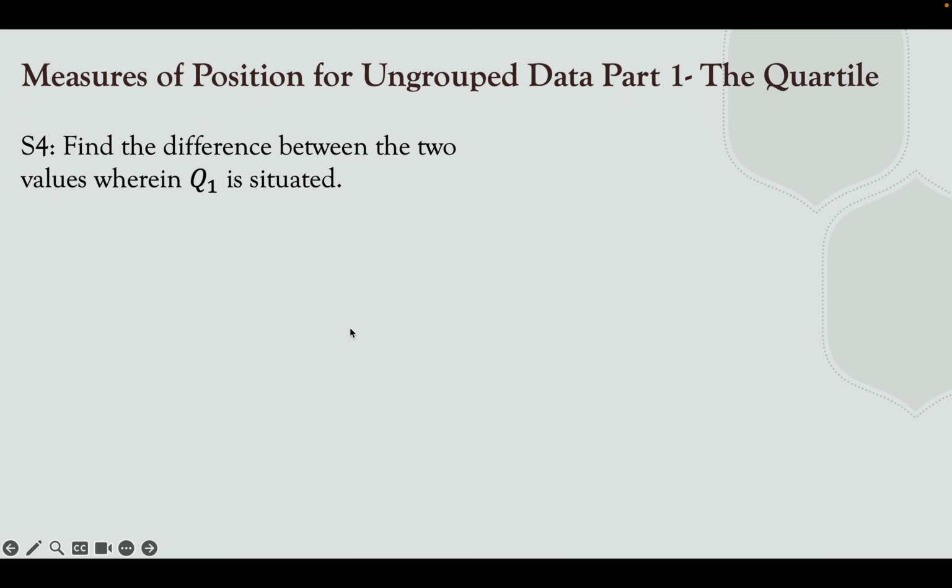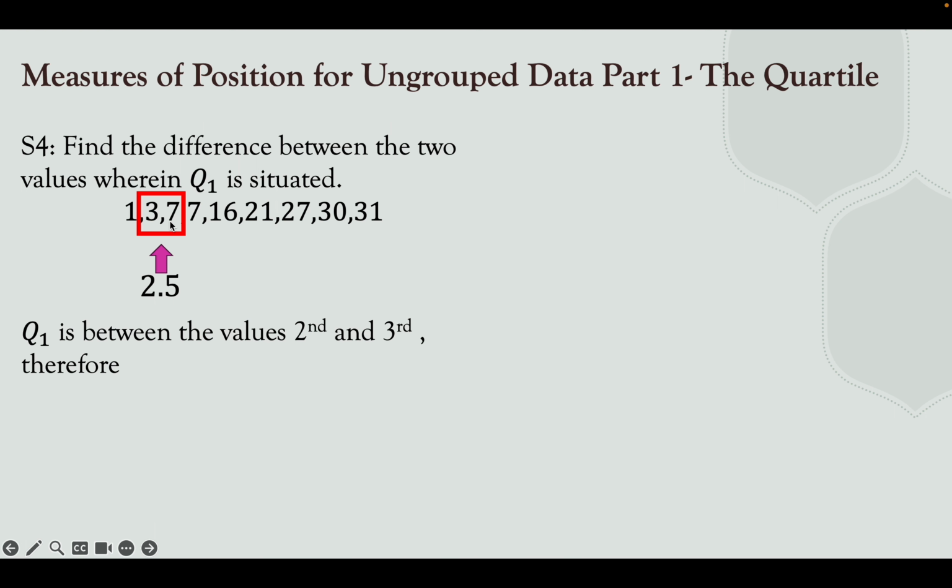So step number 4, find the difference between the two values where the lower quartile is situated. 2.5 is located in between 3 and 7 in the data. Then Q sub 1 is between the values of the second and third. Therefore, we need to subtract the third and the second data. So we have 7 minus 3, we have 4.